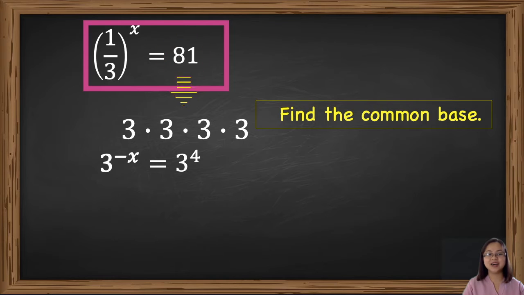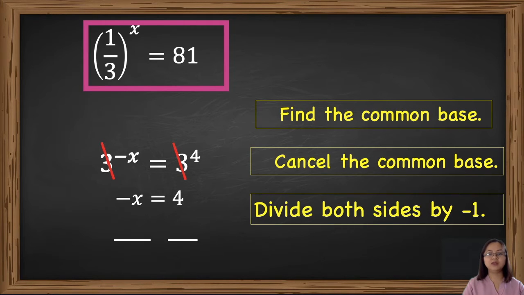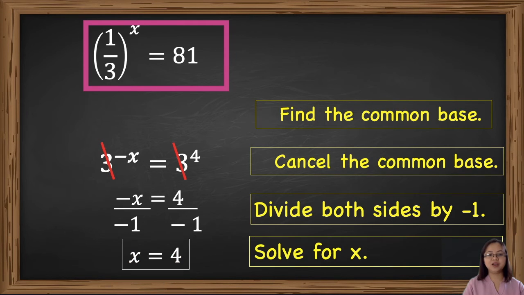So in that case, what should be next? Yes, cancel the bases. We cancel the common base, and we're only left with negative x is equal to 4. Since we are looking for x, we need to divide both sides by negative 1. So we have negative x divided by negative 1 is equal to 4 divided by negative 1. And we are left with x is equal to negative 4.